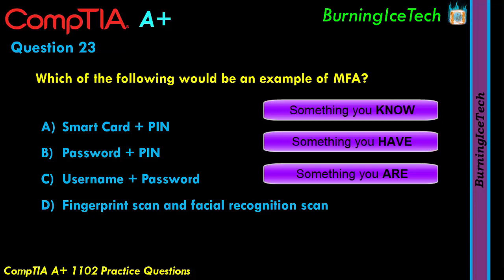So if you look at answer A, a smart card, what is that? That's something you have physically on your person. And then a pin, that is something you know. So A is actually correct, that's the answer.